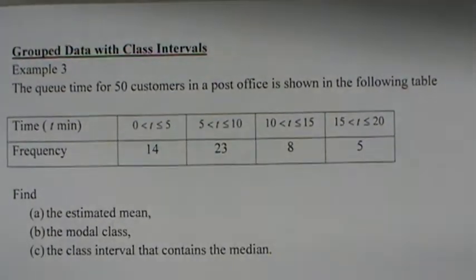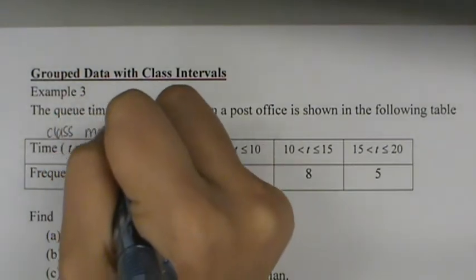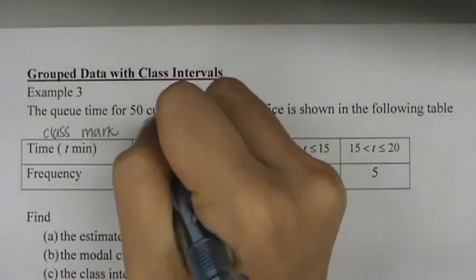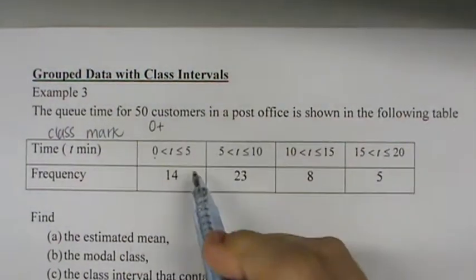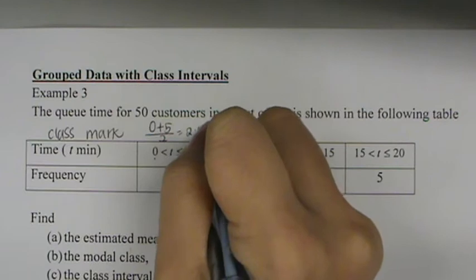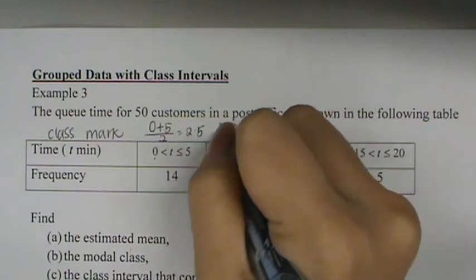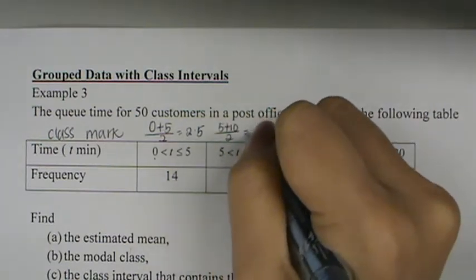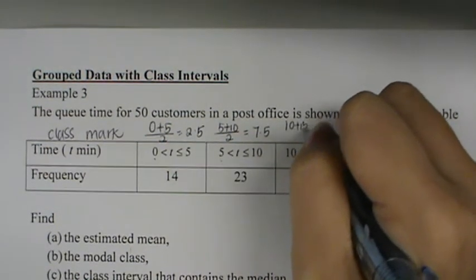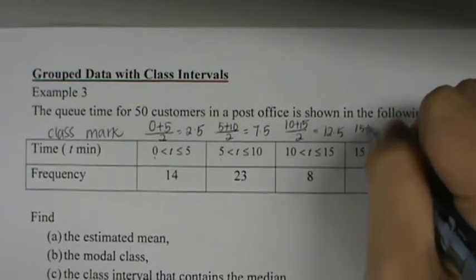In this case, we will need one more thing. We need to find a value called the class mark. The class mark is found by taking the lower class limit, 0 in this case, plus the upper class limit, divided by 2, and that gives me 2.5. Similarly, I have the lower class limit 5, upper class limit 10, divided by 2, and that will give me 7.5. And we can continue to look for the other two class marks.